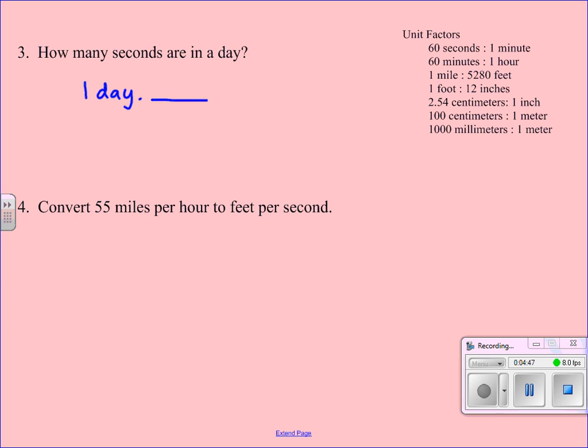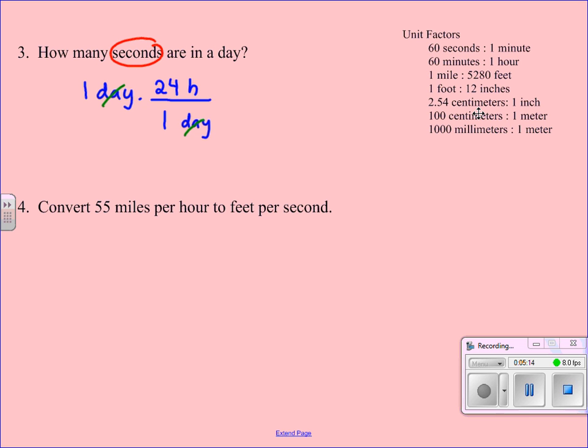But I also know that I don't want to end up in days. I want to end up in seconds. So I know that I have to cancel days. Just think about a fact that you know about a day. Most people know that there are 24 hours in a day. So that's going to be my unit factor, 24 hours in one day. So I have successfully canceled the days. But I don't want hours, I want seconds.